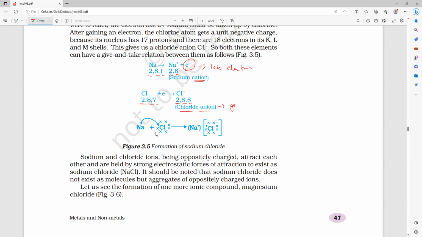Anion, because it will gain 1 electron. So the formation of sodium chloride: Na dot plus Cl with 7 valence electrons, 1 is gaining. So Na plus and Cl minus. I hope everybody understands how to make it.